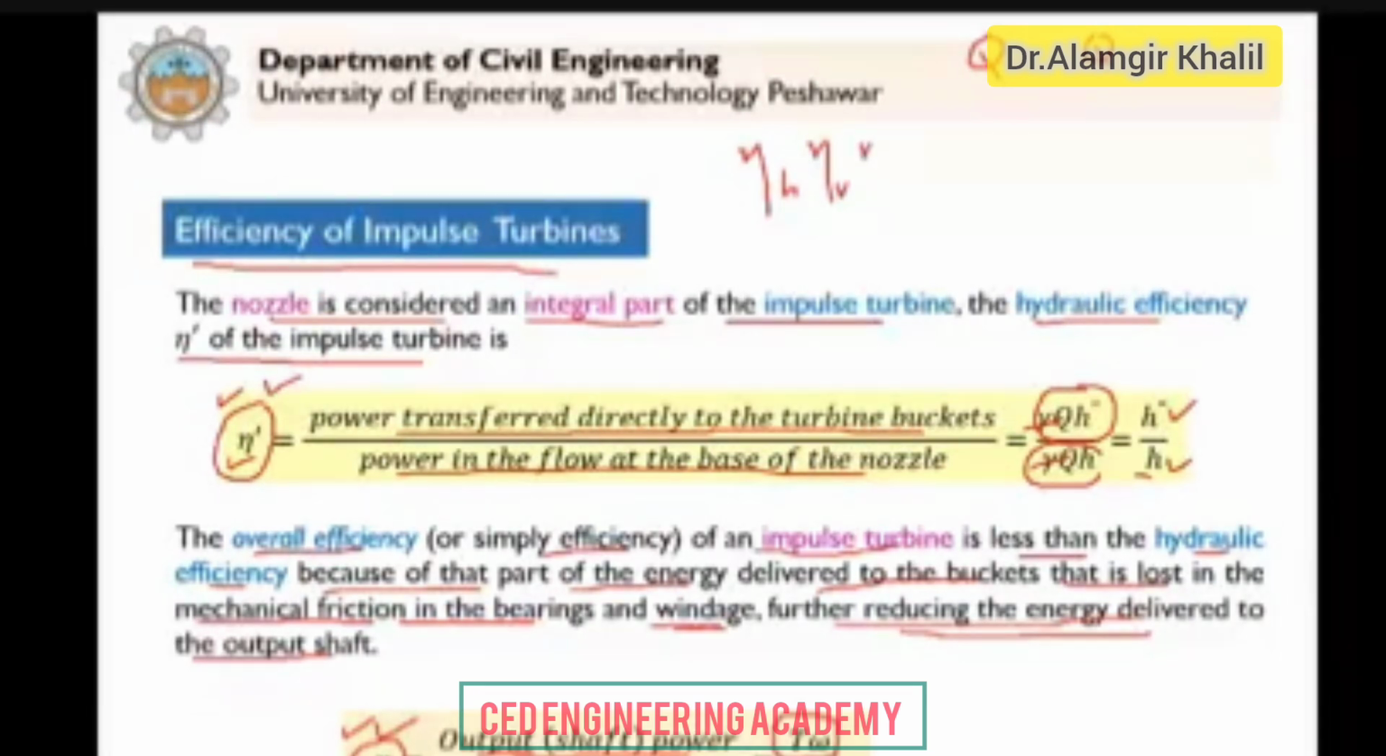And then we have the mechanical efficiency, eta M. That is lost due to mechanical friction in the bearings in the machine. So the product of these three defines the overall efficiency: the final output divided by the initial input. So we can define the hydraulic efficiency, the volumetric efficiency, the mechanical efficiency, and the overall efficiency for turbines.